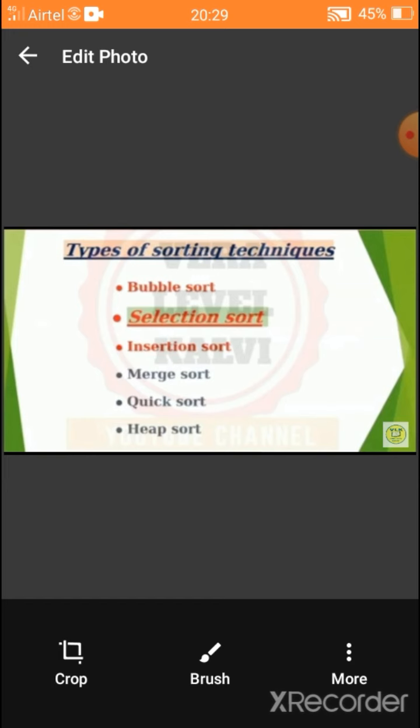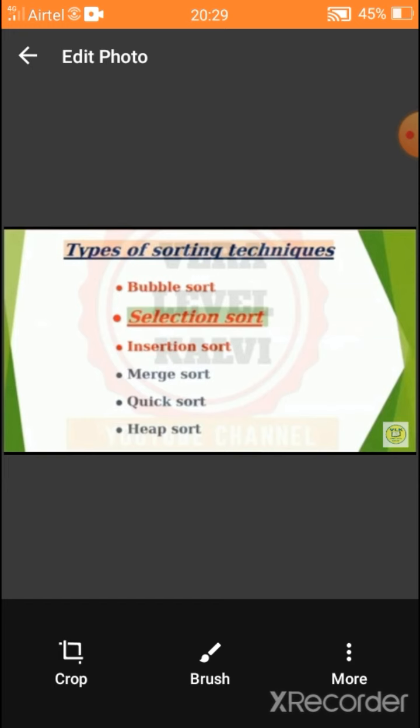In our syllabus, we have only three sort types: bubble sort, selection sort, insertion sort. Let's see in brief one by one. Before we see the types of sorting algorithms, first we have to know what sort is. Sort means arranging the elements in an order. That is known as sort. The first type of sort algorithm is bubble sort.